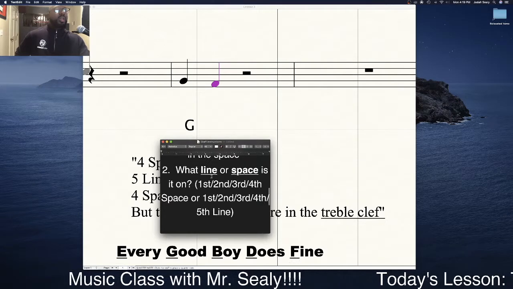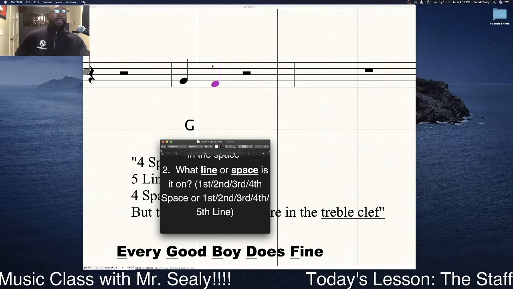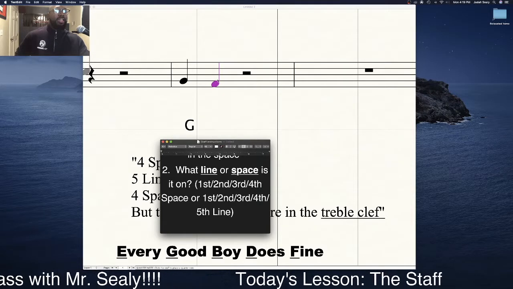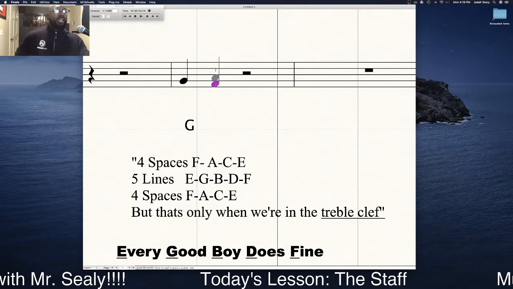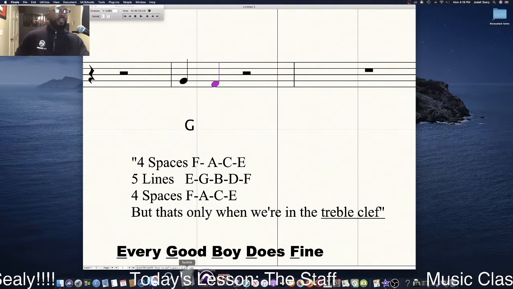So step 2, what line or space is it on? Is it on the first, second, third, fourth space? It is on the first space, not the second, not the third space or the fourth. So we know that it's on the first space.